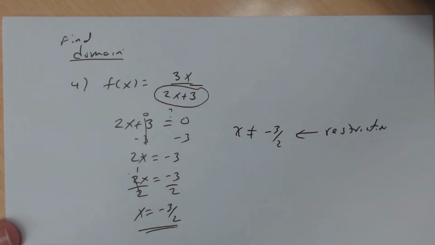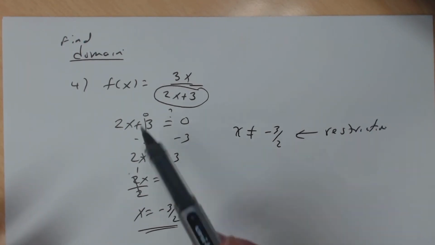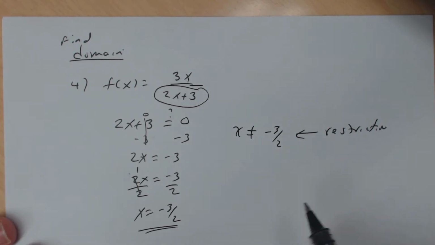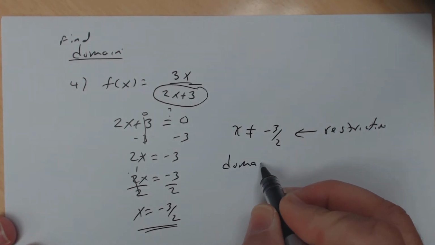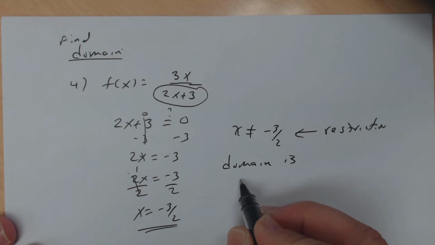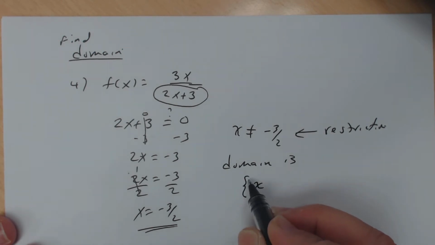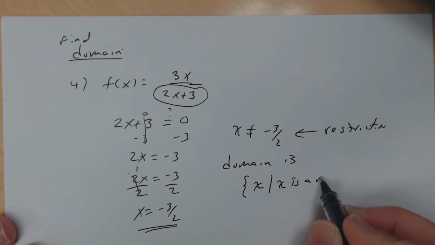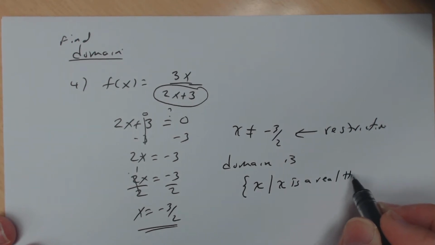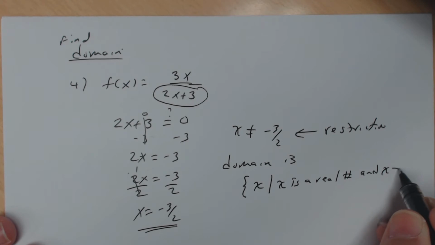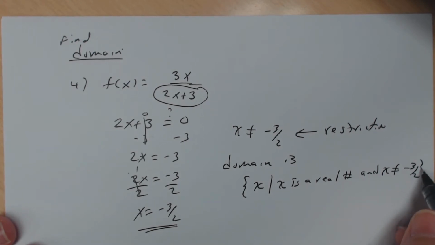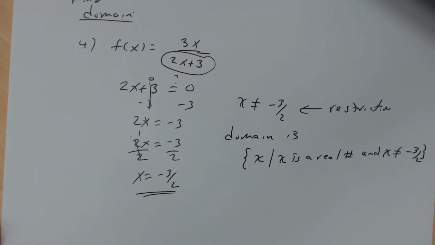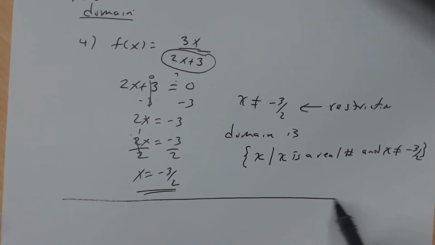So I can use any other number for x except -3/2. So the domain is the set of x's such that x is a real number, any real number, and x cannot equal -3/2. That's your domain. Then you're done. All right, let's look at this one.